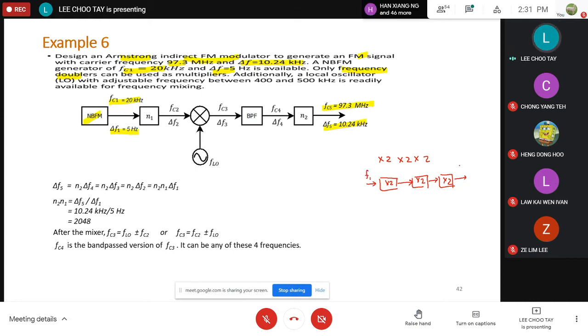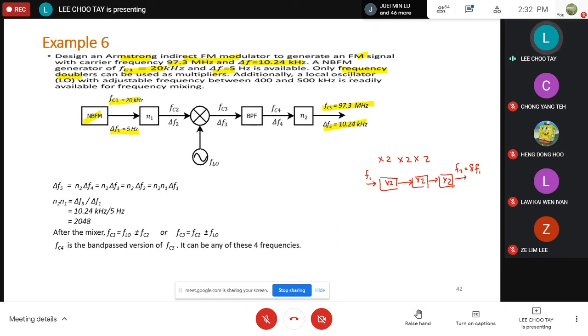So this is your F1, then this is your F2. Basically your F2 will be 8 times F1. All right, so that's what's meant by frequency doublers. You can only use these doublers. So if, let's say, you need to multiply your frequency by 64 times, then you just cascade 6 of these, right?